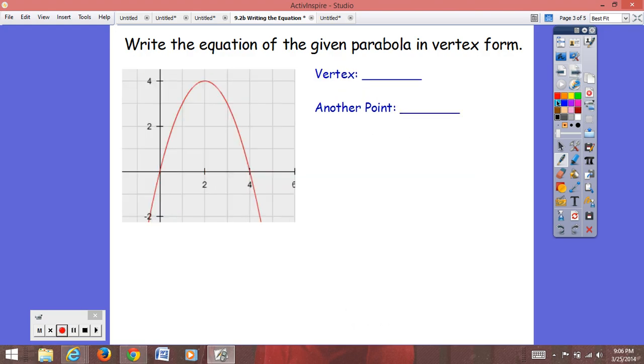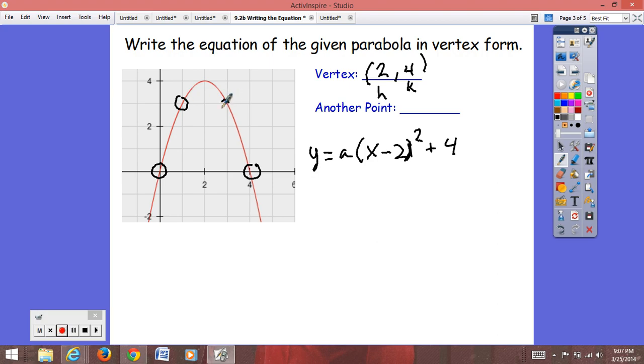Another example. First, again, find our vertex at the point (2, 4). And again, that is our h and our k. So our equation looks like y equals a times (x minus h), so (x minus 2) squared plus 4. So we need to pick another point. We can pick our x-intercepts. We have two other points we can pick up here. Can't use our vertex.